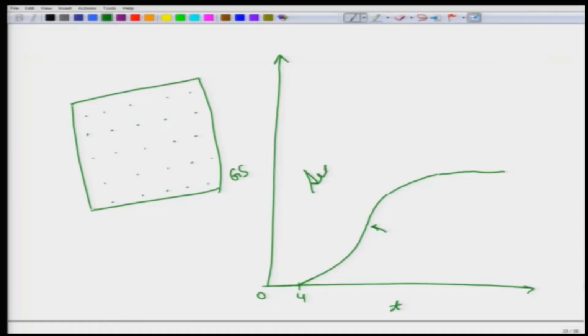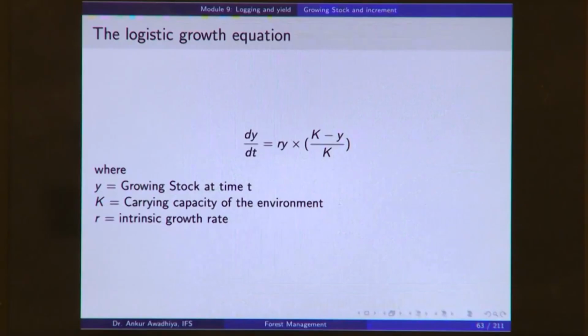Now, this kind of a curve is known as a sigmoidal curve or an S shaped curve. And if we wanted to represent it mathematically, we can represent it as a logistic growth equation.